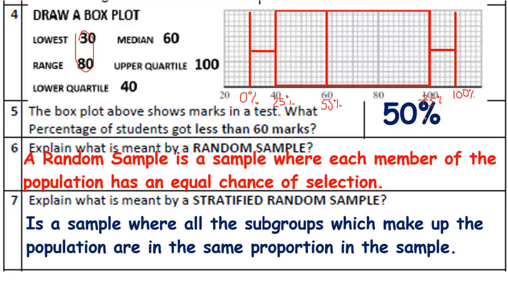Question 6 and 7 are the definitions of random sample and stratified random sample. You need to know these, commit these to memory. I'm not going to spend a large amount of time on it.